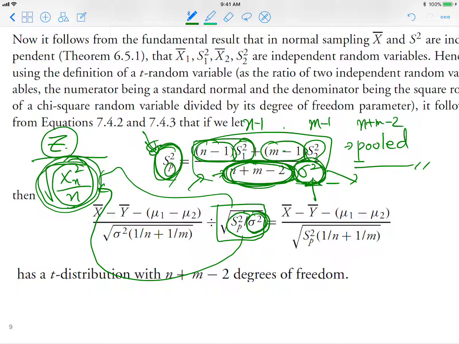And then let's consider this Z. What about Z? Z can be constructed in this manner: this guy minus this guy, and although we do not know sigma squared, we already studied that this guy follows a standard Gaussian random variable. The only difference from the previous case is that sigma squared is unknown, right? So that's the only difference.